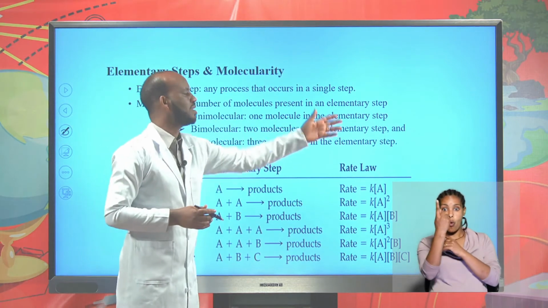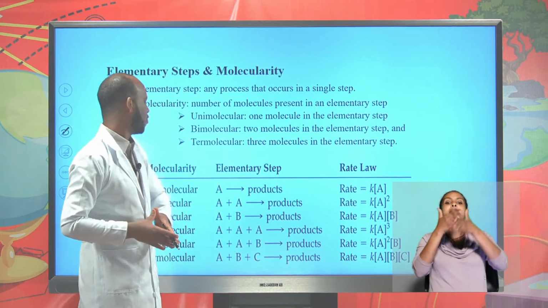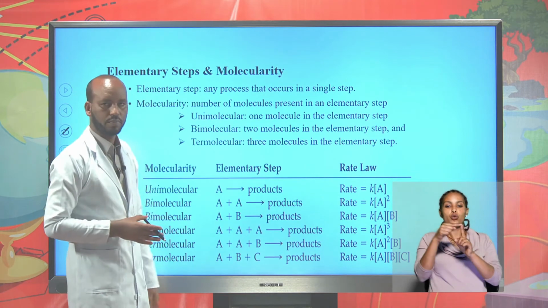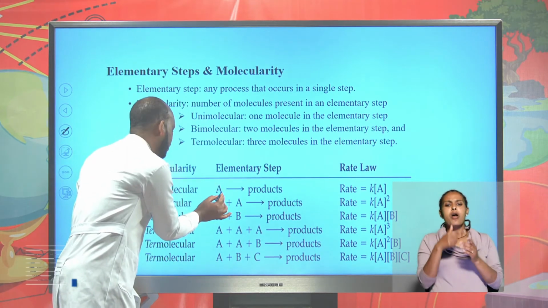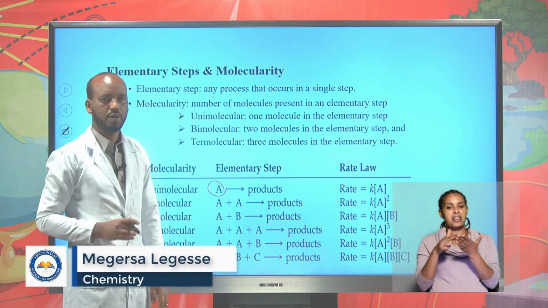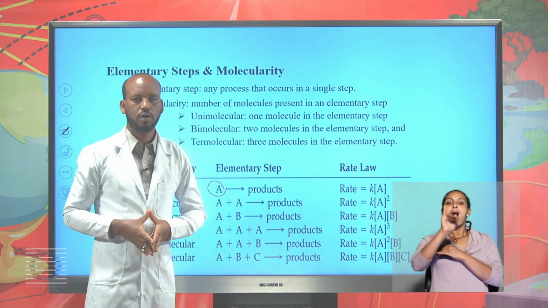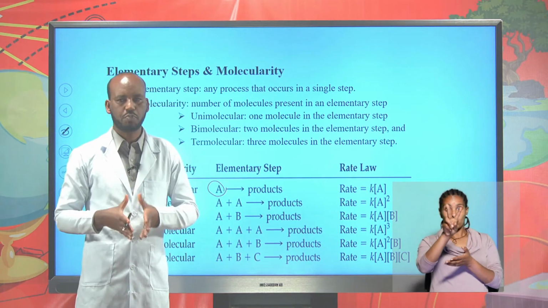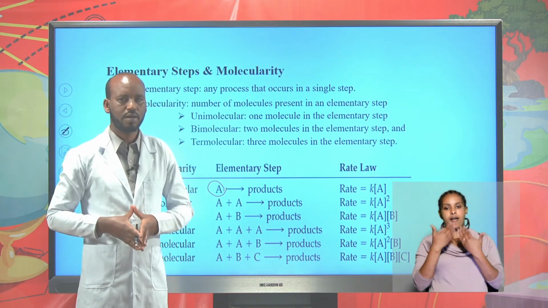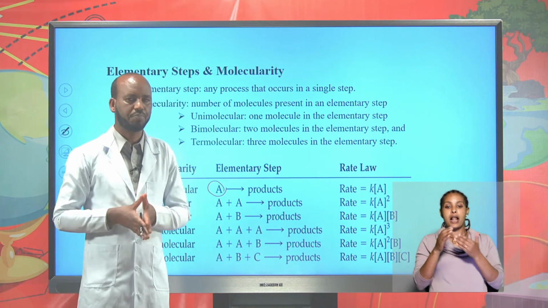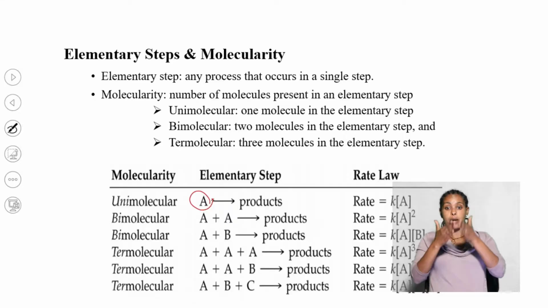one molecule in the elementary step. For example, A to product, there is only one reacting species. Now this is unimolecular. Bimolecular, when two reacting species are there. Now the elementary reaction is bimolecular. For example, A plus M, two colliding species, two reacting species are there. A plus A to form product.